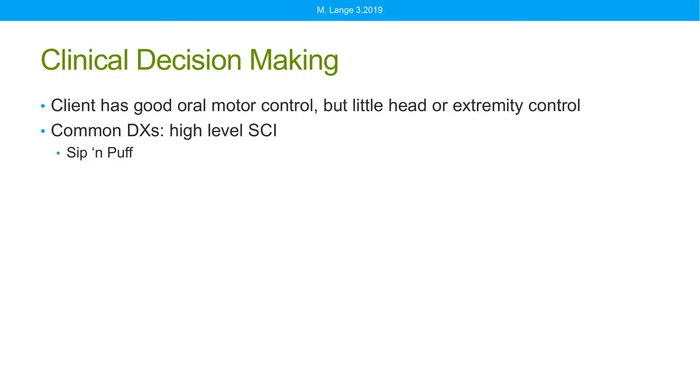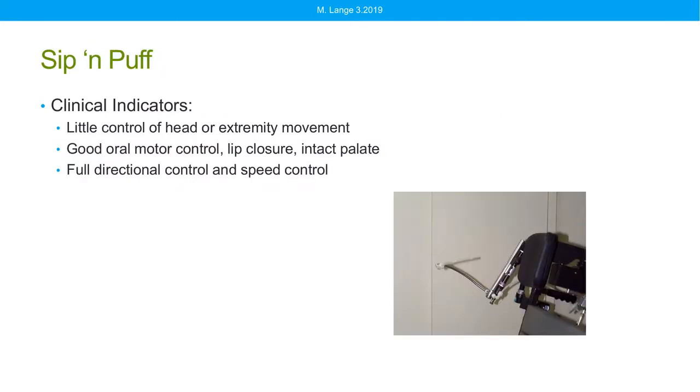Now, you might be working with a client who has good oral motor control, but little head or extremity control. And this is most commonly seen in clients with a higher level spinal cord injury, and those clients often use sip and puff. Sip and puff's been around for a really long time, but it works quite well for clients, and so it's still very commonly used by people with a high level spinal cord injury. You do have to have good oral motor control, meaning you can keep your lips sealed and you have an intact soft palate, because otherwise the air will escape.